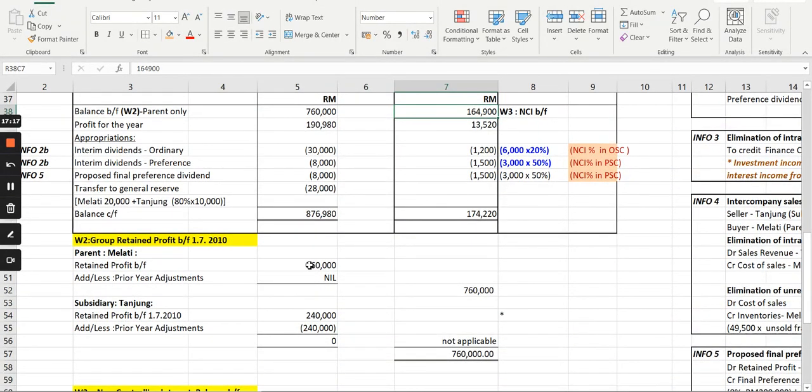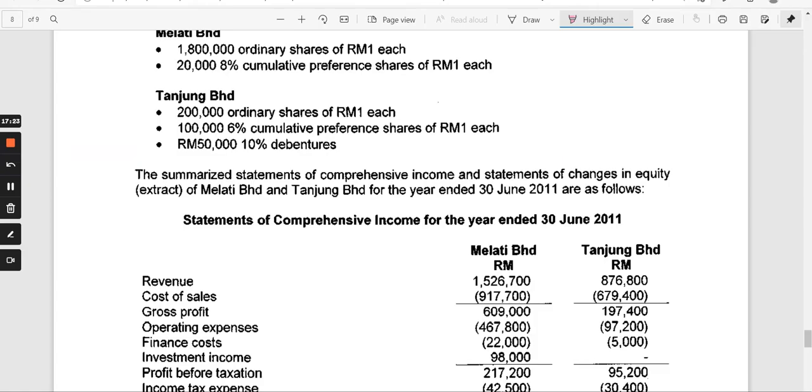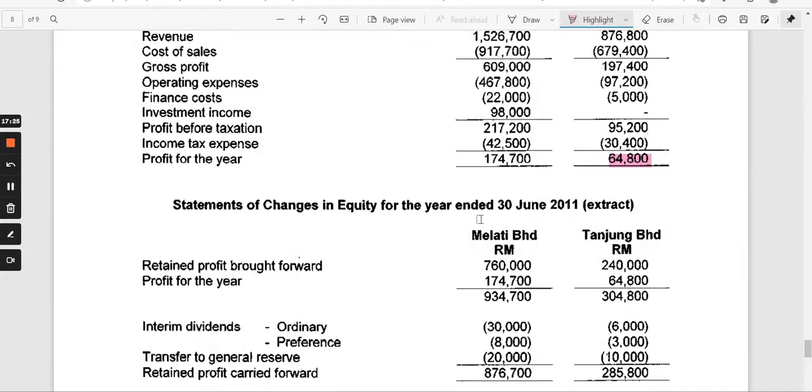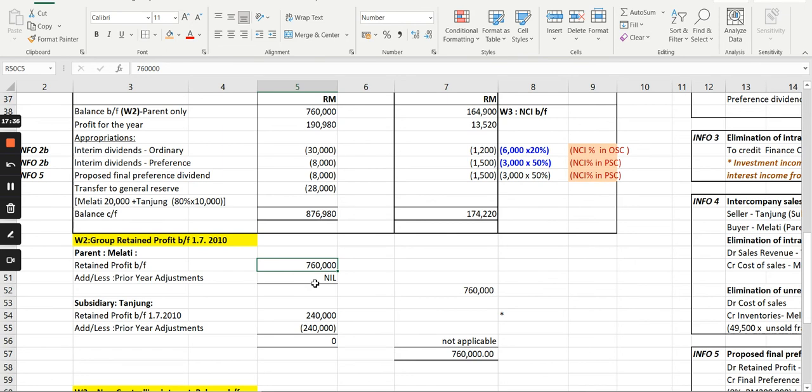So if you can check here, for the parent company, retained profit brought forward, that figure is directly from the question, this figure, which is the blue figure here. Then you need to do any adjustment that affects the current year. So there is none, adjustment in the prior period. None, since the acquisition took place somewhere in the current period, at the beginning of the year. So no adjustment needed. For the subsidiary's column, actually there is none.